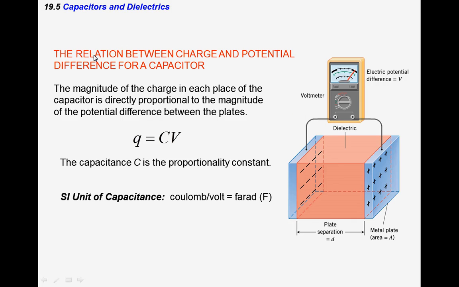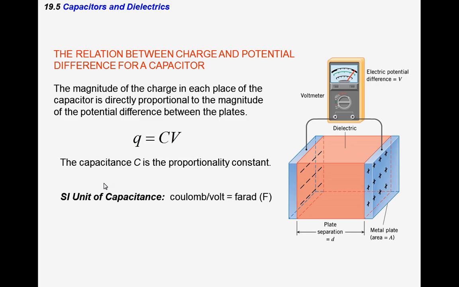So the relationship between charge and potential difference for a capacitor: Q, this is our charge, equals capital C. Now this is capital C as an algebraic quantity, as an algebraic representation in an equation. Remember that if we had n in an equation, it might mean one thing, the number of particles, versus n as a unit is newtons. So there's different examples of that.